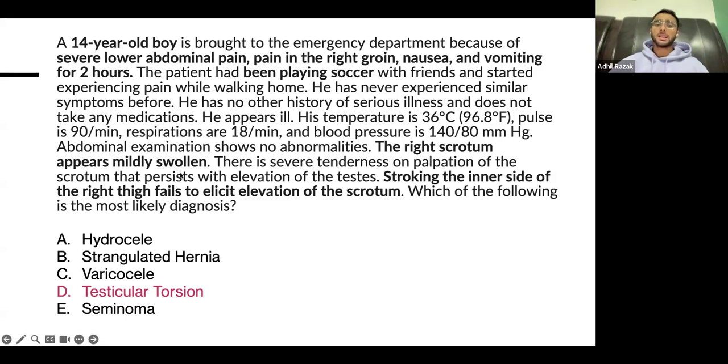Right scrotum appears mildly swollen. There is severe tenderness on palpation. And stroking the inner side of the right thigh fails to elicit an elevation of the scrotum. This is a cremasteric reflex. Which of the following is a diagnosis?